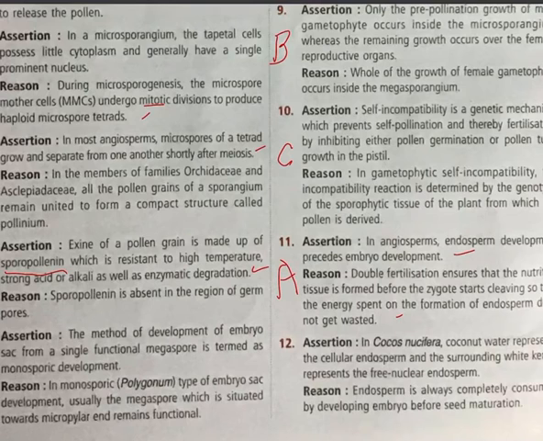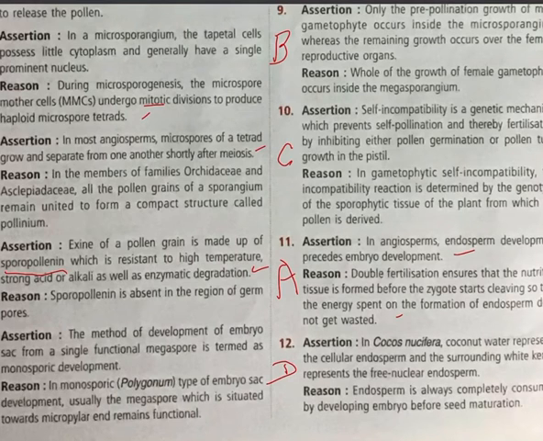Question number 12. Assertion: In Cocos nucifera, coconut water represents the cellular endosperm, and the surrounding white kernel represents the free nuclear endosperm. I think wrong. Reason: Endosperm is always completely consumed by the developing embryo before seed formation. I think both the statements are wrong.